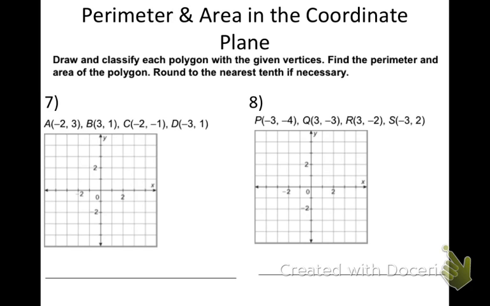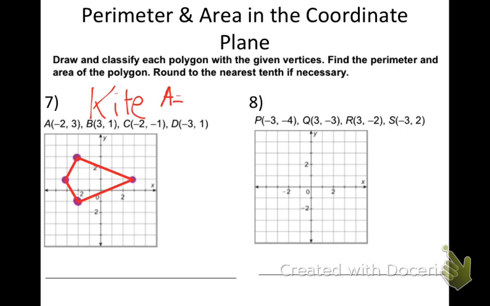A is at negative 2, 3. B is at 3, 1. C is at negative 2, negative 1. And D is at negative 3, 1. And then I've drawn my coordinates. And who can recognize what shape I have here? I have a what? I have a kite. Nice job.